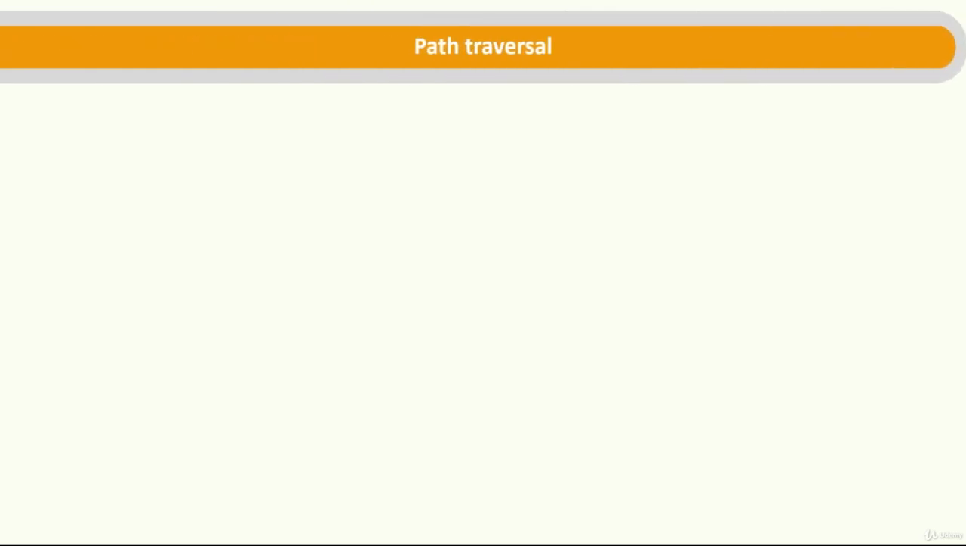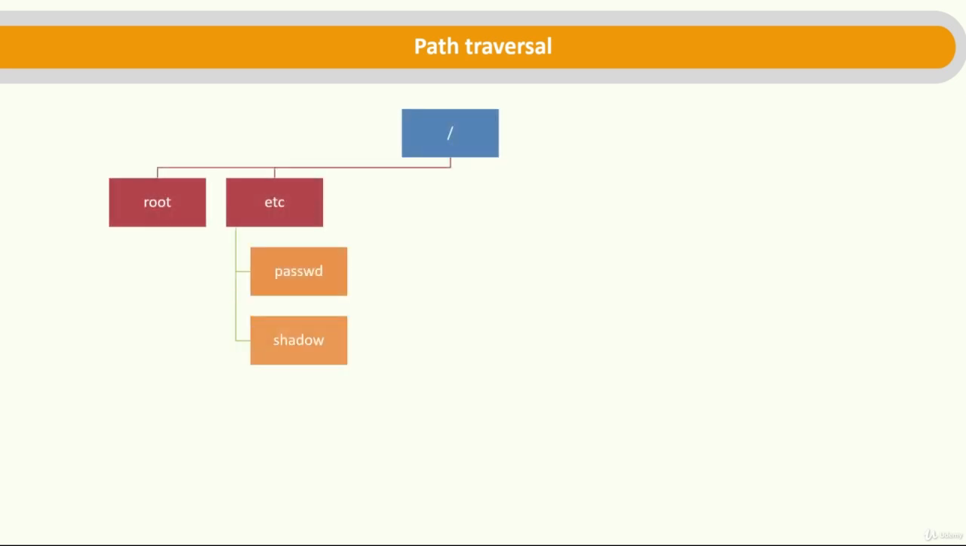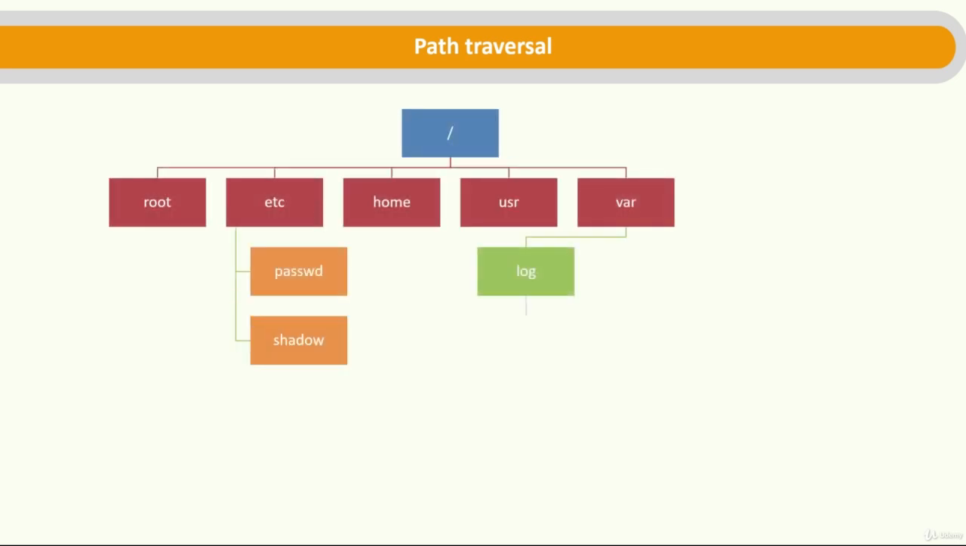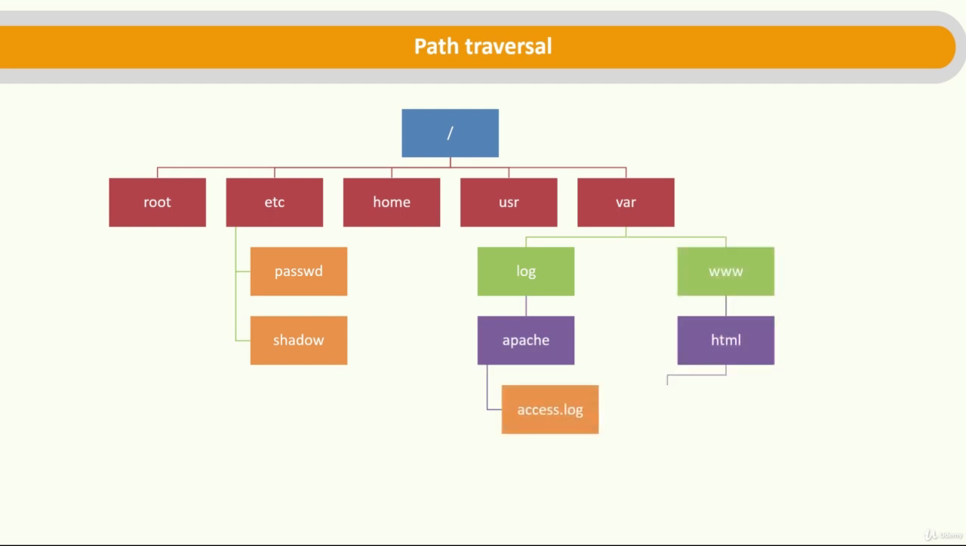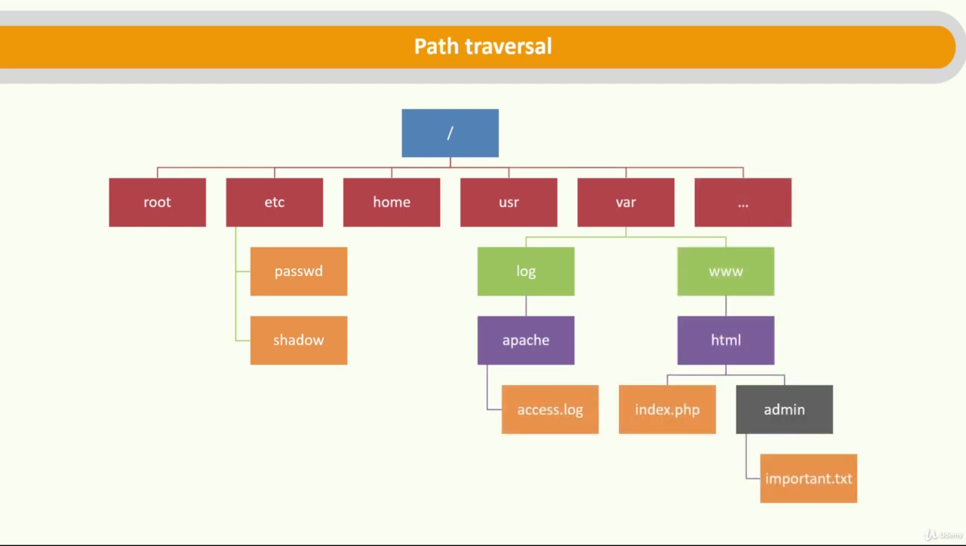Path Traversal. Web applications sometimes require reading from or writing to a file system. So by crafting parameters that reference files on the system, it's possible to access other files that are stored on the server. So a path traversal attack may enable us to read sensitive data, including passwords, application logs, and so much more.